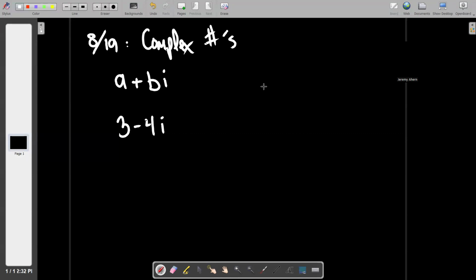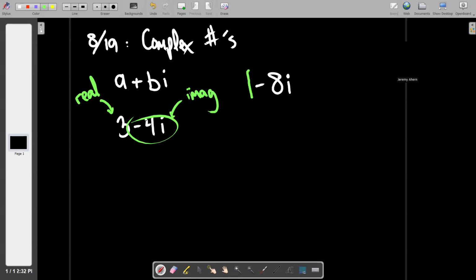Another example of a complex number would be something like -8i. What's the real part of that complex number? No, doesn't have one. It's 0. So the real part is this number right here. That's the real part. And this part over here is called the imaginary part. So if a complex number comes at you looking like this, it's what we would just call a pure imaginary number. Okay.